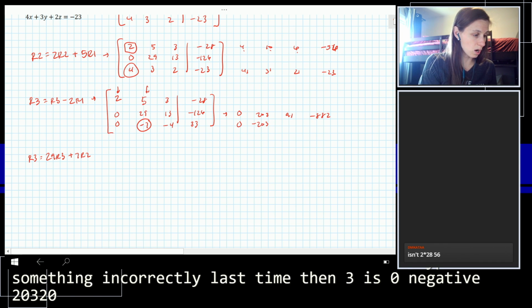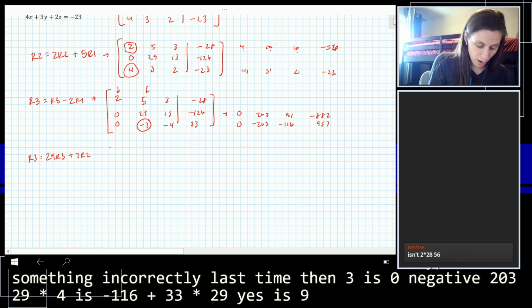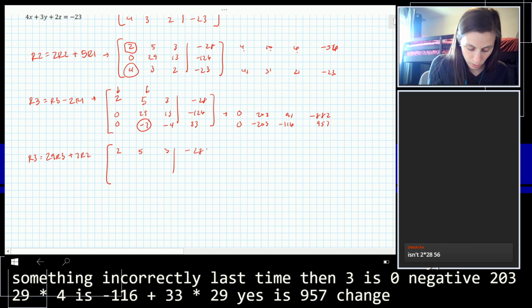29 times 4 is negative 116. And 33 times 29, yes, is 957. So now my answer is here. Row 1 doesn't change: 0, 29, 13, negative 126.